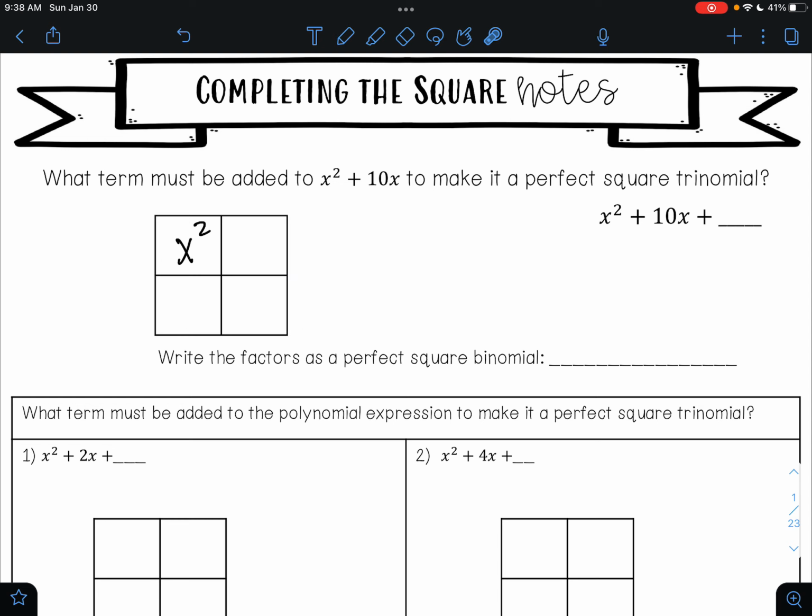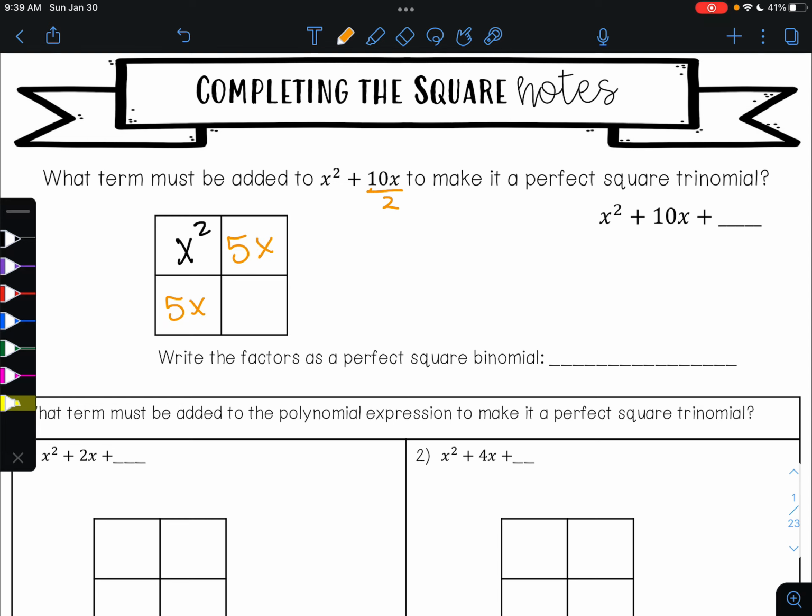What is the difference between a square and a rectangle? The difference is that in a square, all four sides are the same. So we're going to have to take this middle term of 10x and split it into two perfect pieces. Those two perfect pieces are going to go in these boxes right here. By splitting the 10x perfectly into two, our box will be a square instead of a rectangle. So what is 10x divided by 2? 5x.